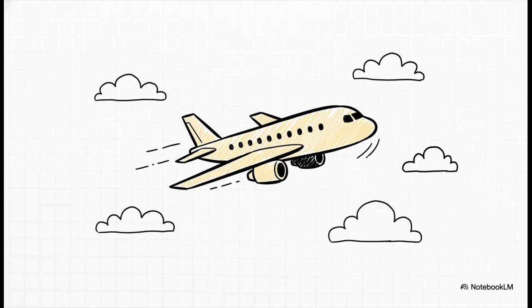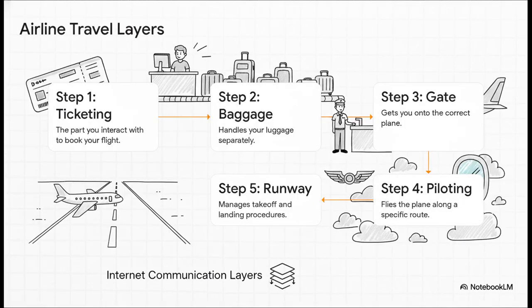To make this idea feel a little less abstract, let's use an analogy. Think about the last time you took a flight. That whole process is super complex, but you don't have to think about all of it at once, right? And that's because it's all broken down into these layers of service. What's so interesting here is how each of these steps provides a service to the one right above it.